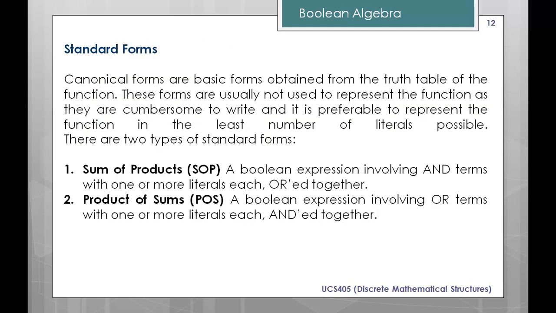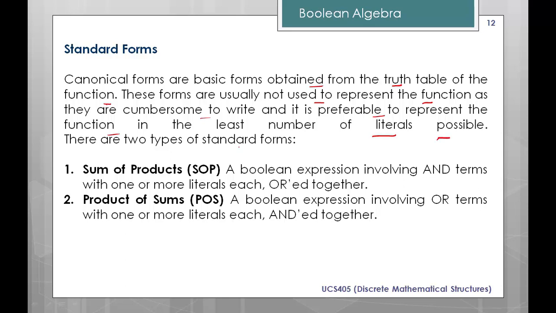See, canonical forms are the very basic forms. These are obtained from the truth table of the function. Right, we have studied truth tables in the last lectures. These forms are usually not used to represent the function, as they are very cumbersome to write, and it is preferable to represent the function in the least number of literals. It means we have to minimize the expression as much as possible.